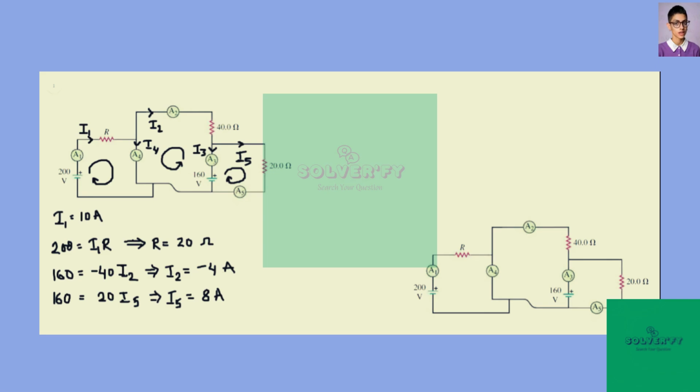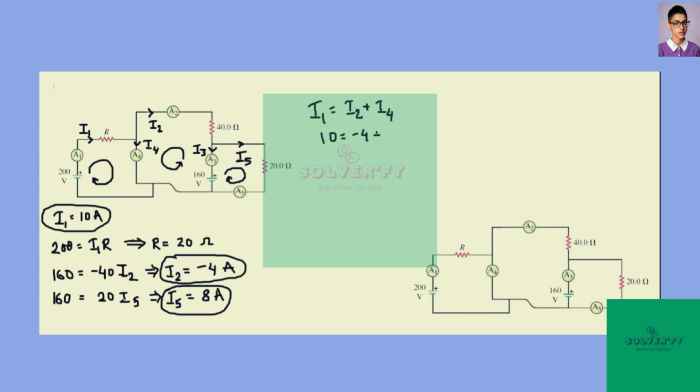Now what else can we utilize? We have only calculated I2 and I5, and I1 was given. We still need to find I3 and I4. For that we can use the relation between the currents. If you see the figure, I1 gets separated into I2 and I4. So I2 plus I4 should be I1. If you plug the values of I1 and I2 here, 10 equals minus 4 plus I4. So I4 should be 14 amperes, right?